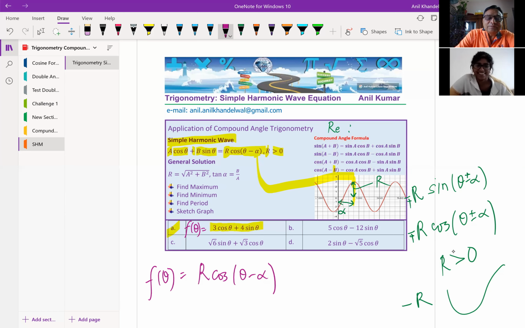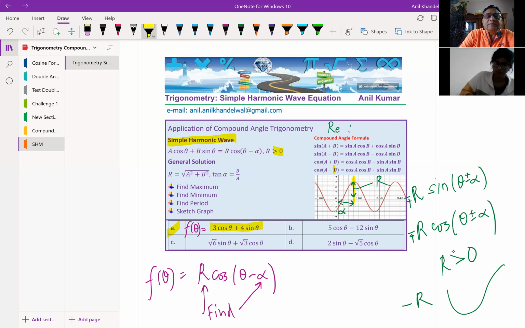How would you do that? In that case, what you need to find is what R is and what alpha is, right? Then you can write it. So that could be a question. Coming back to where we were, in general we would be given an equation like A cos theta plus B sine theta. You may have to write it as equivalent to R cos(theta minus alpha), where R is greater than 0.